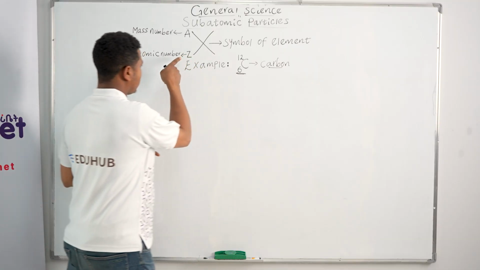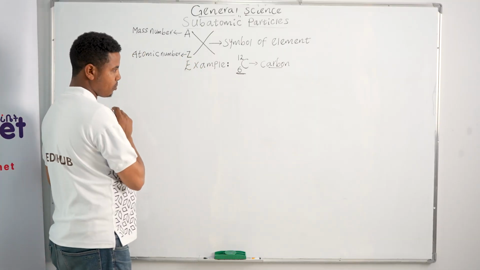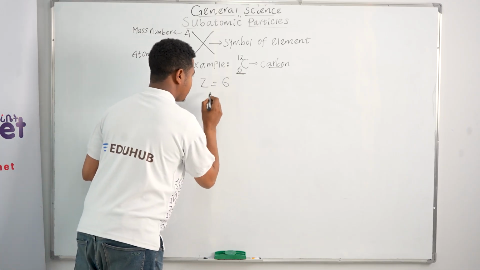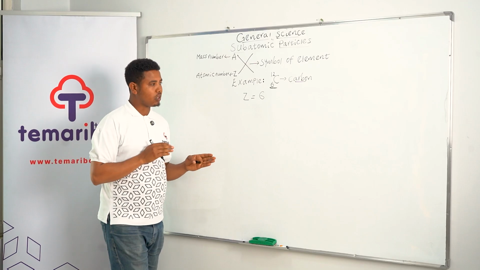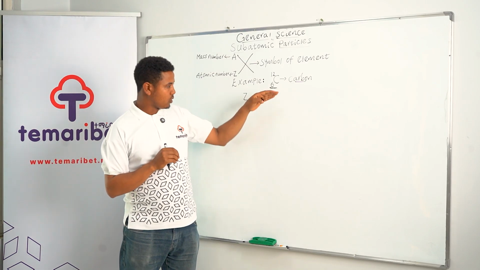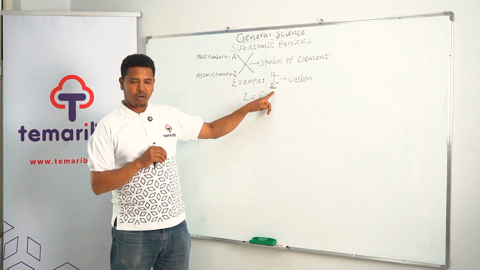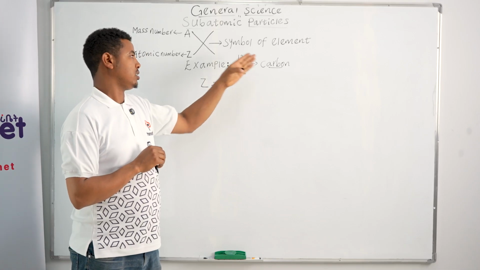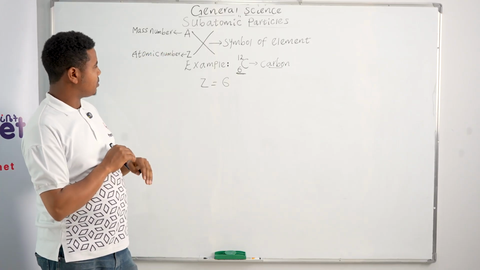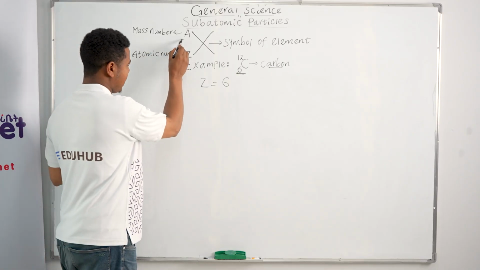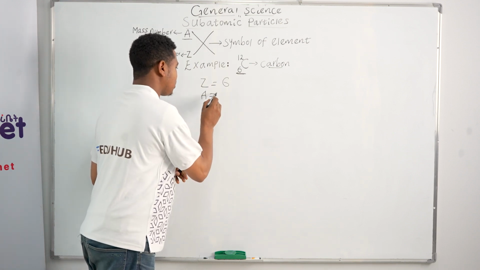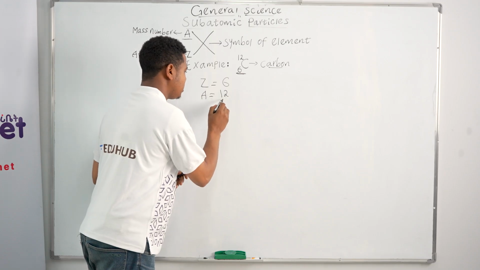From here, as you observe, Z stands for atomic number. So over here, Z equals 6. The atomic number of carbon is 6, because it is written at the bottom behind the element. And the mass number, which is symbolized as A, here the mass number of carbon is 12.